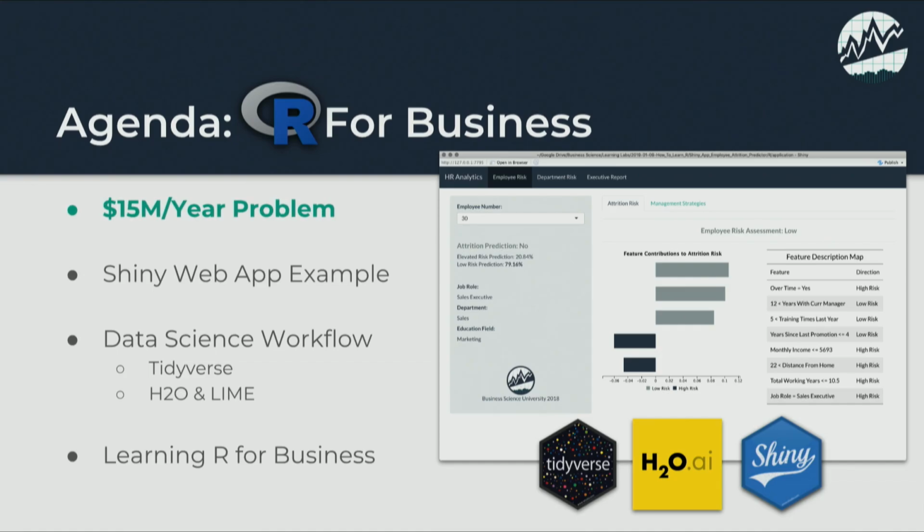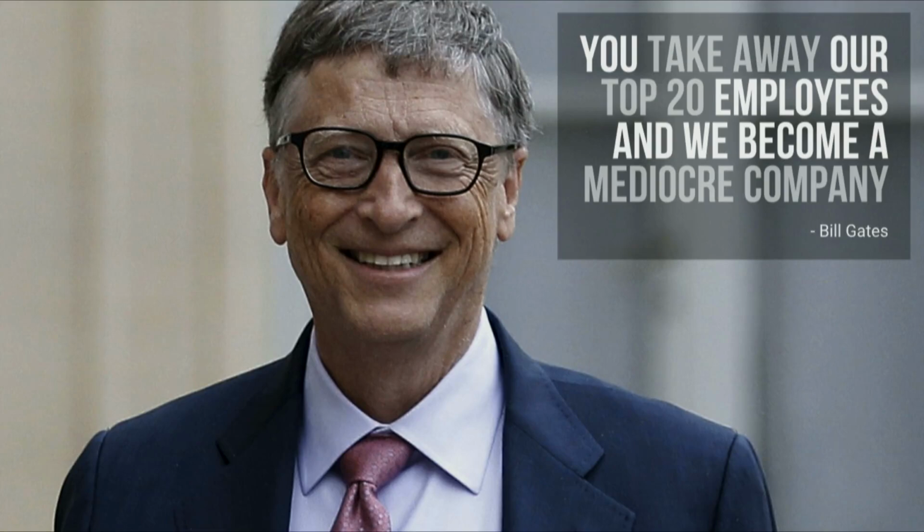Okay, so that $15 million per year problem. You guys might recognize this gentleman's face, Bill Gates. He was once quoted as saying, "You take away our top 20 employees and overnight, we, Microsoft, become a mediocre company." So let's dissect what he's saying there. Take away. He's talking about a concept called employee attrition, employee turnover. Top 20. He's talking about high performers. This is the top 20 people in his company, and often what we find is the 80-20 rule applies. Top 20% of employees in a company tend to generate about 80% of the results. So you really want to do what you can to preserve and retain those high performers. Otherwise, your company is going to become a mediocre company.